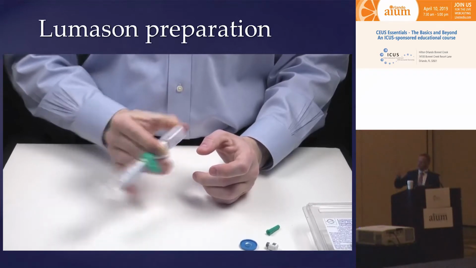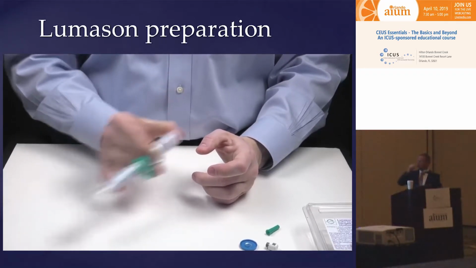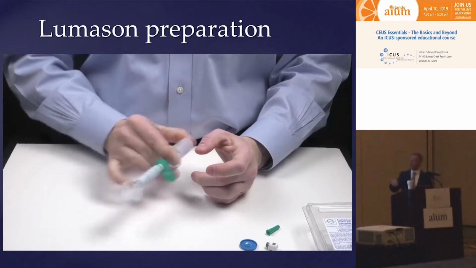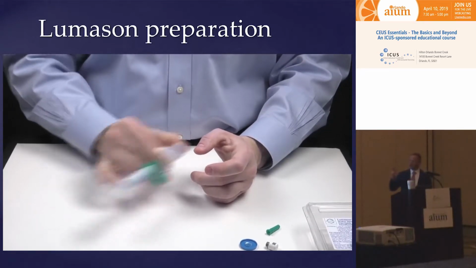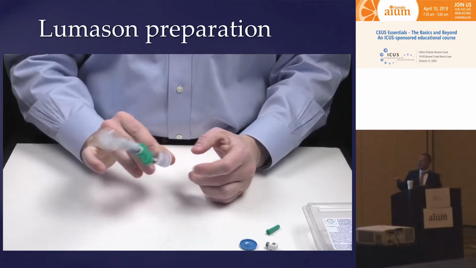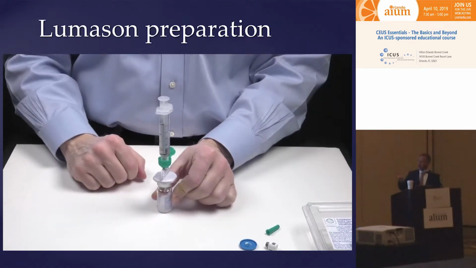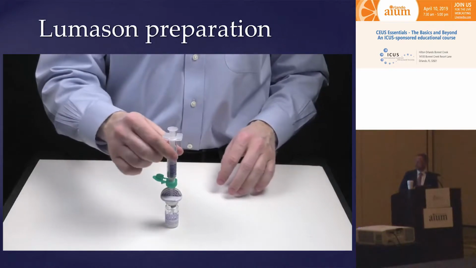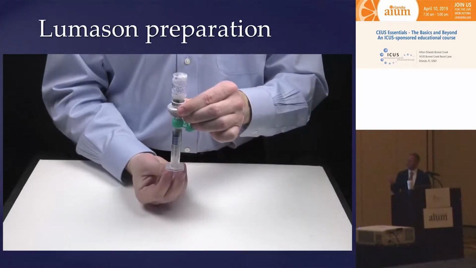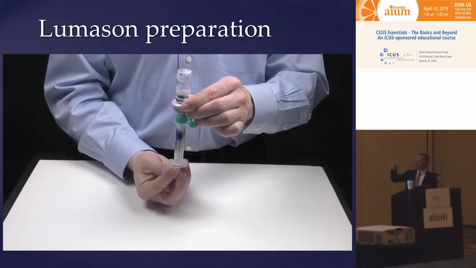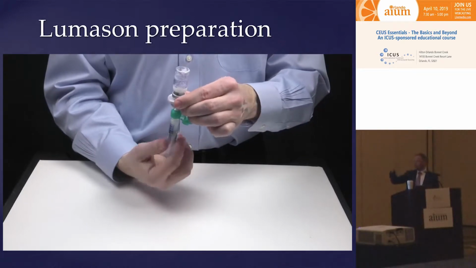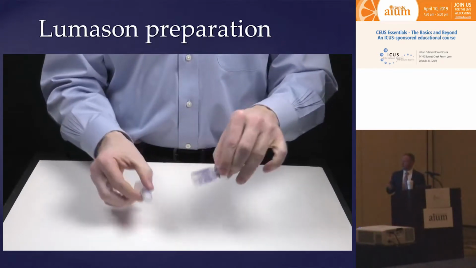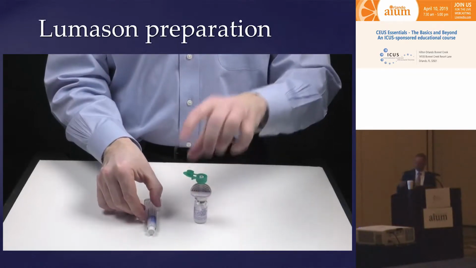And then you vigorously shake the vial of Lumason, reconstituting microbubbles. While I'm shaking, I always turn the vial upside down, looking at the bottom of the vial, making sure that all agent is reconstituted. And you're going to end up with this milky solution in your vial, which is ultrasound contrast agent. To aspirate, we use the same syringe we use for reconstitution. You just flip the vial over, draw whatever amount of contrast you need for the injection, and you're pretty much done.